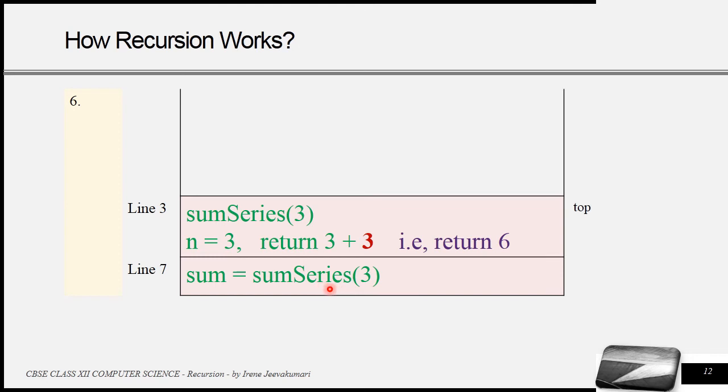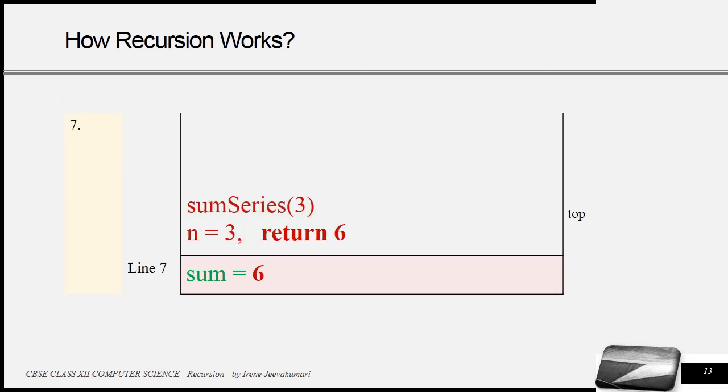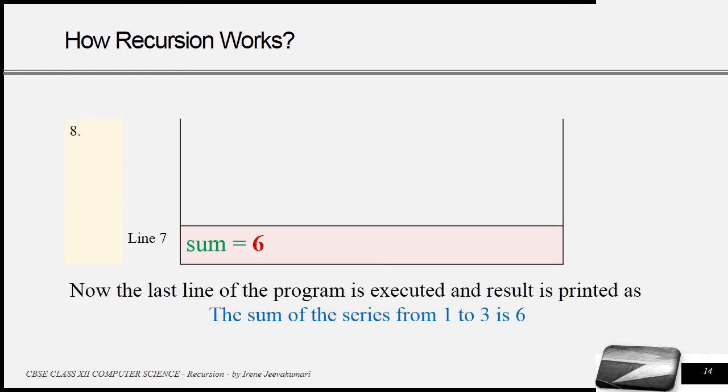It was called from here. So the return value 6 will be returned to the function call statement SumSeries3. After returning the value 6, the frame at the top of the stack will be removed. When the computer sees that the SumSeries3 function returns value 6 to the function call statement, it removes this topmost frame from the stack and resumes its work with the statement sum equal to 6.